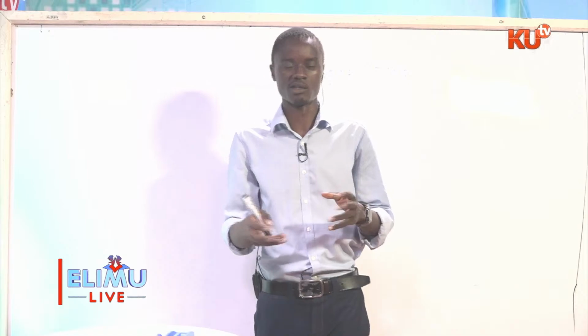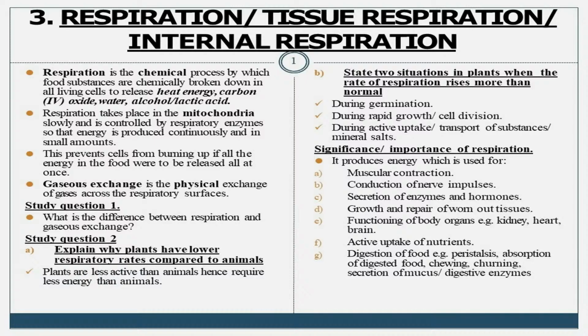So respiration is a chemical process in which food substance is broken down in living cells to release energy, carbon dioxide, and water. So let's write the equation together. So we have glucose, plus oxygen, then we get energy, carbon dioxide, and water.